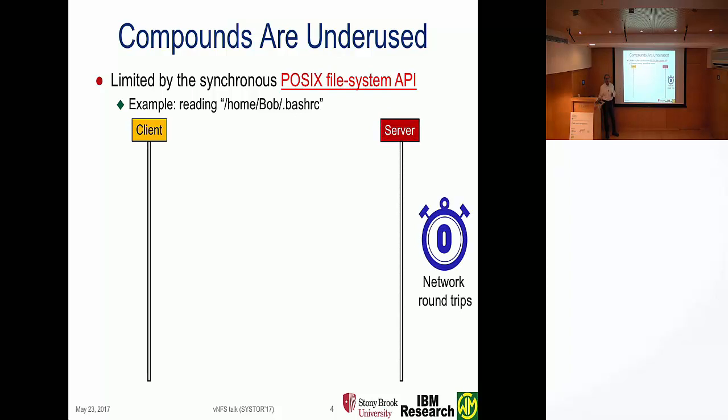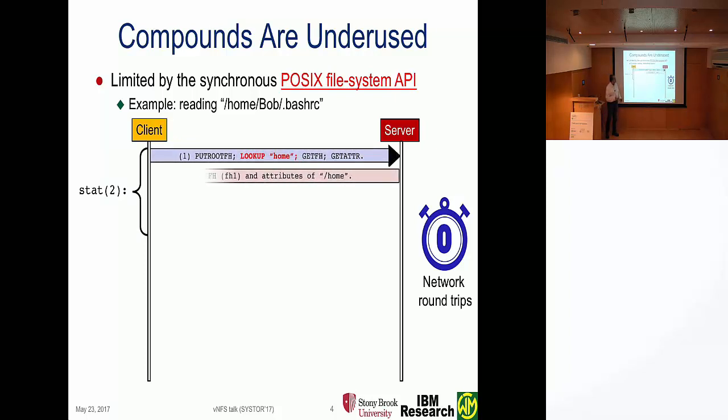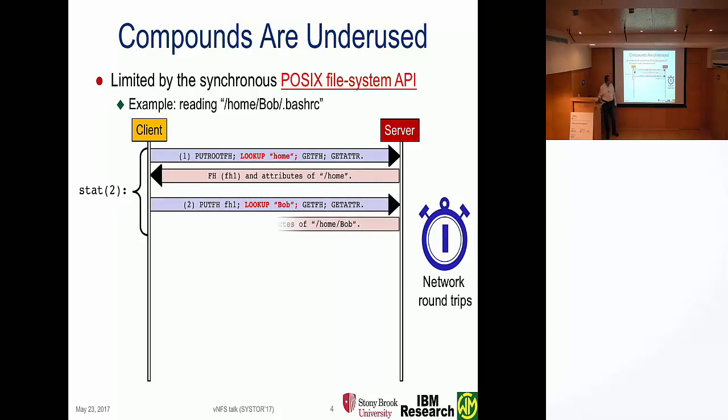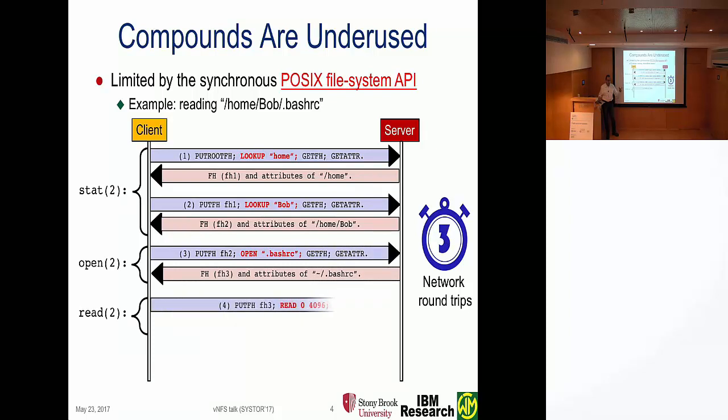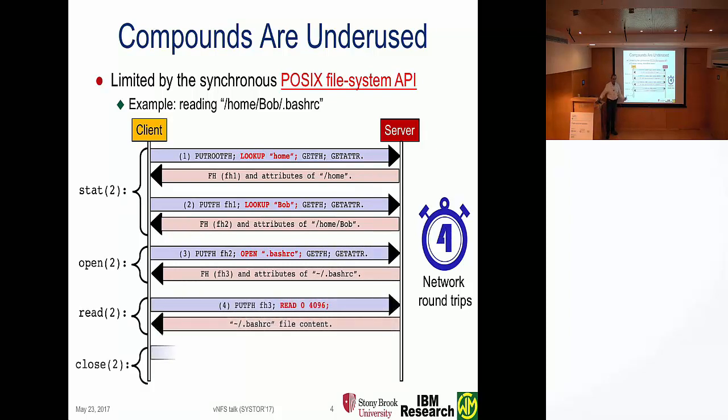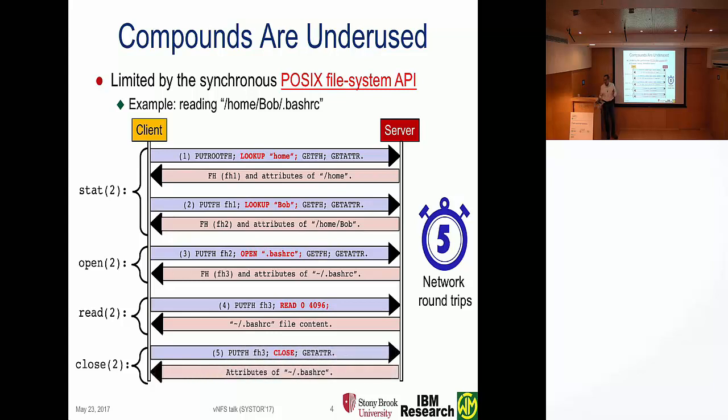So first you have a message. You do stat, so you get the lookup for home. You have to wait to get the attributes for that. And then you do lookup for Bob. That's already 2 messages. Then you do the actual open of the file. Then you do the read. But wait, that's not over. Then you have to do a close because it's a stateful protocol. So you have to do 5 messages back and forth.